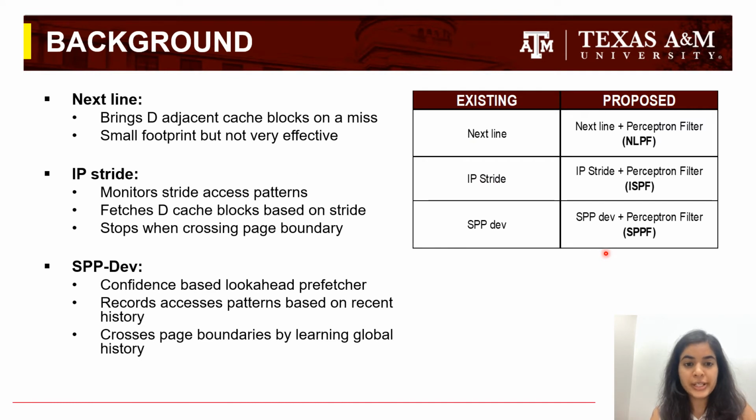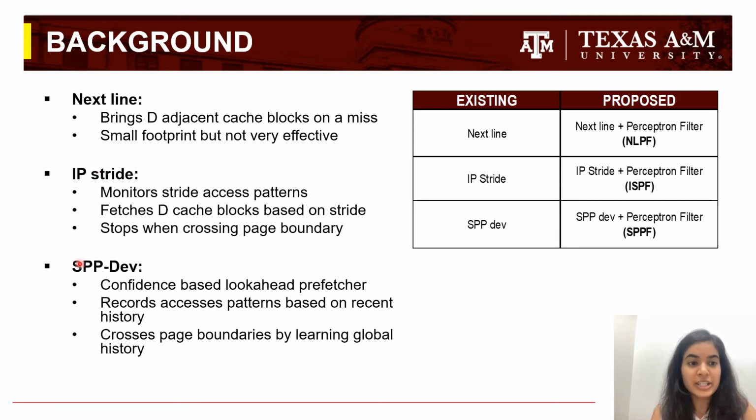Before going into the details of the Perceptron filter, let's have a look at the baseline prefetchers that we are using. First up is the next line prefetcher. The next line prefetcher simply prefetches the next D lines after a miss, where D is the degree of aggressiveness. In case of the IP stride prefetcher, this prefetcher first determines the stride based access pattern, and then based on that pattern it prefetches the next D lines.